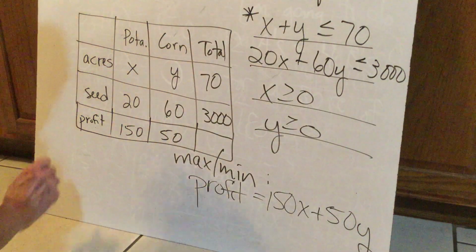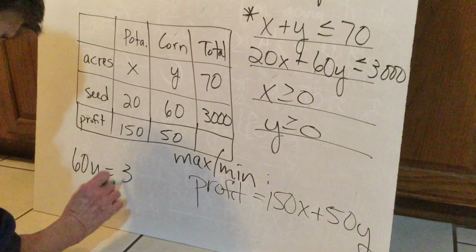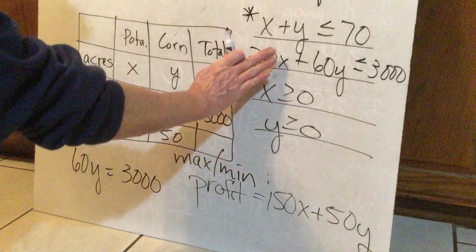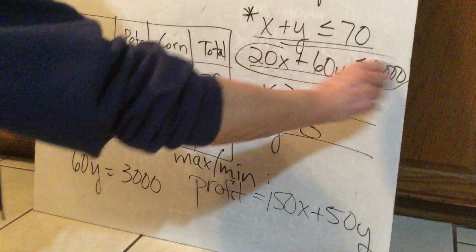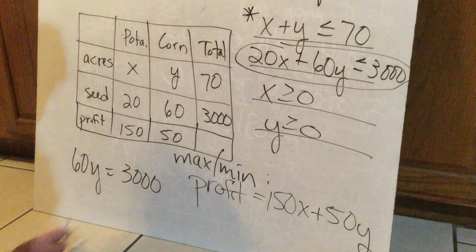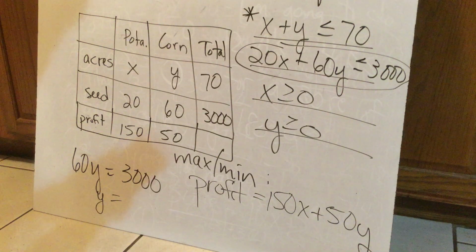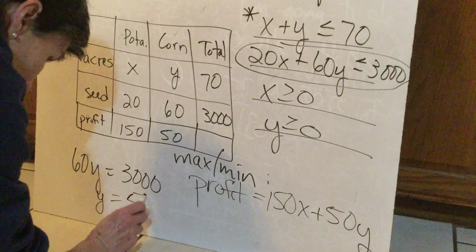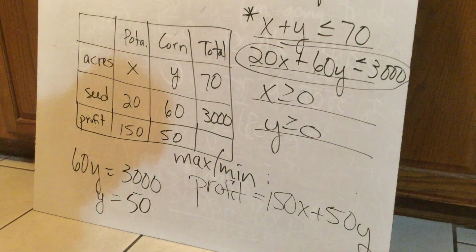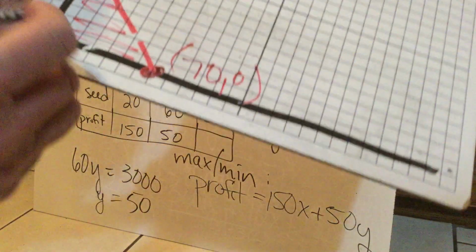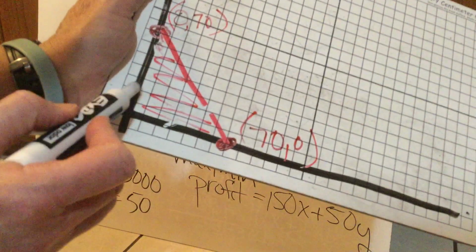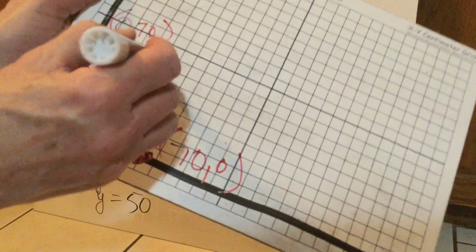Oops, you can't see that. If I let x be 0, right here, I'm on this equation. 60y equals 3,000, which means y is 3,000 divided by 60, so that's 50. But remember, on my grid, everything is worth 10. So x is 0, y is 50. So 1, 2, 3, 4, it's right here. That's the point 0, 50.